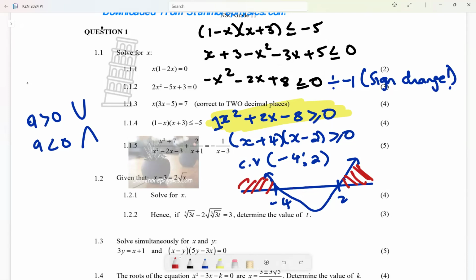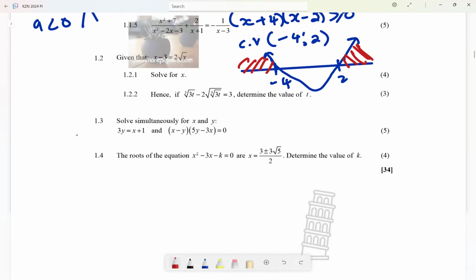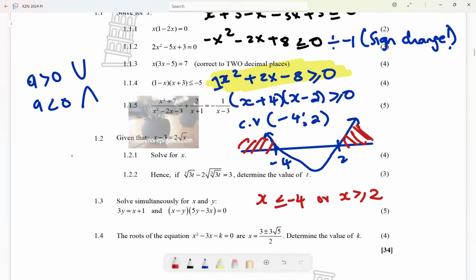Can you see that? So now which values do we want? We want where x is less than or equal to negative 4, or where x is greater than or equal to 2. Can you see? It is from this point to there, or from this point to there. Another method that you can use is this one.